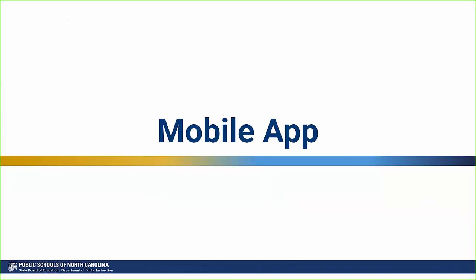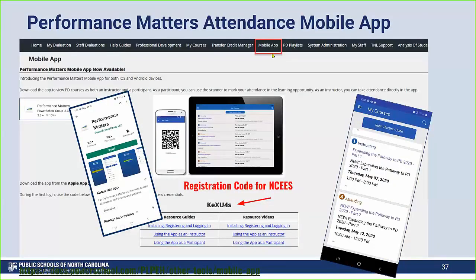mobile app. So the mobile app is linked at the top of your navigation, and it just says mobile app. There is a code in the middle of the page. There's capital K, lowercase e, capital XU4S.